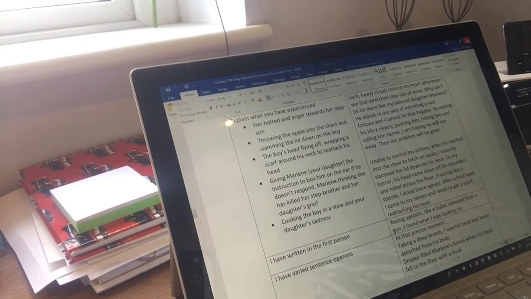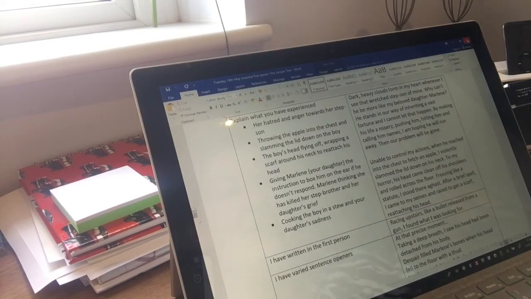The first thing you could include is the stepmother's hatred and anger towards her stepson. Then you could talk about throwing the apple into the chest and slamming the lid down on the boy's head, his head falling off, wrapping the silk scarf around his neck and reattaching the head to make it look like his head's still attached, giving Marlene, your daughter, the instruction to box him on the ear if he doesn't respond, Marlene thinking she has killed her stepbrother and the daughter's grief, and cooking the boy in a stew and your daughter's sadness.